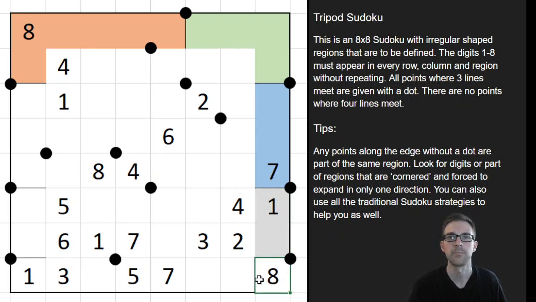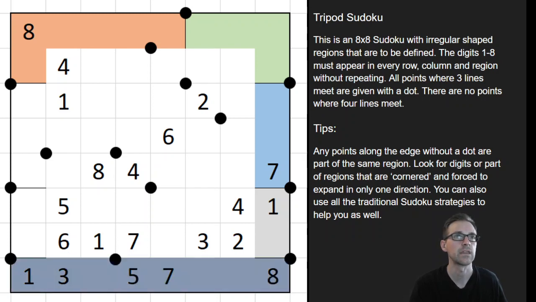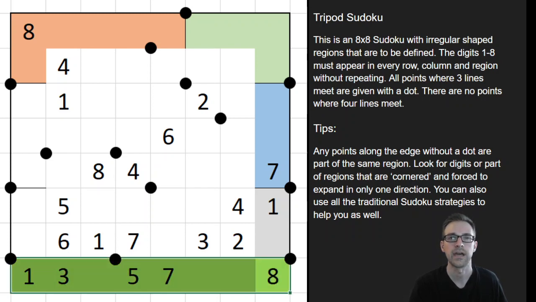And now here along the bottom, there are no dots. So we know that all of these actually have to be part of the same region. And because of that, that is a complete region. There's 8 digits there, right? Because that's a whole row. So I'm actually going to highlight all of that. And let's make that, I don't know, yeah, green like that.